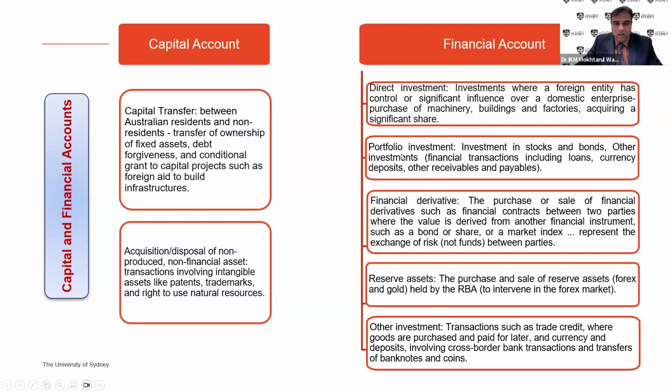Then we have portfolio investment. Portfolio investment is made in stocks and bonds, and other investments may also include financial transactions, including loans and currency deposits. Then we have financial derivatives, the purchase or sale of financial derivatives such as financial contracts between two parties. In a financial derivative, the value is transferred, the risk is transferred, not necessarily the actual ownership. Then we have reserve assets, like purchase and sales of foreign reserves, including gold, right? And then we have other investment, which includes transactions such as trade credit, where goods are purchased and paid for later, and currency and deposits involving cross-border bank transactions and so on. So one can always look at those details and see what items are included.